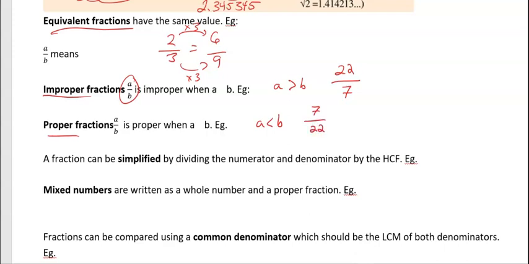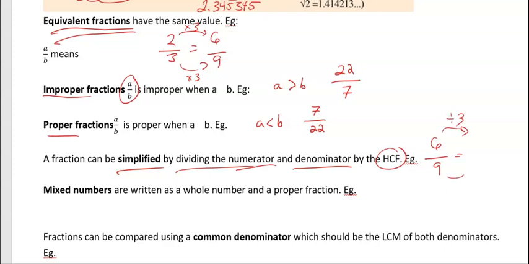That's a proper fraction. A fraction can be simplified by dividing both the numerator and denominator by the highest common factor. So if I wanted to simplify 6 over 9, I would divide them both by the highest factor they have in common, which I'm going to tell you is 3. Just trust me on this one. And now I've got a simplified fraction. A mixed number is when we have a whole number, I'll guess 3, and then a proper fraction, it can't be improper. 3 2/3.